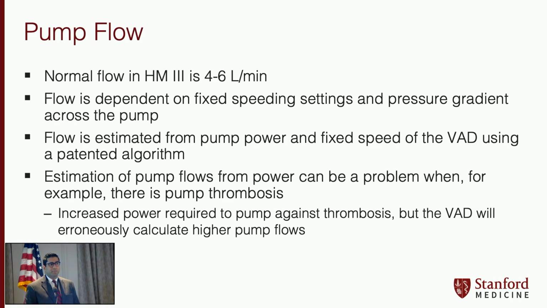So it doesn't necessarily represent a true cardiac output as you would have if you had a PA catheter in, for example. The estimation of pump flows from power can be a problem when there's pump thrombosis. If you have a thrombus in the pump, the machine works harder and increases its power to pump against that resistance or that thrombus. That way, when the algorithm calculates it, it's thinking that there's actually more flow going through, and you can erroneously calculate higher pump flows. So just because you have higher flows doesn't necessarily mean you don't have a problem. It doesn't correlate to cardiac output on a 1-to-1 ratio.